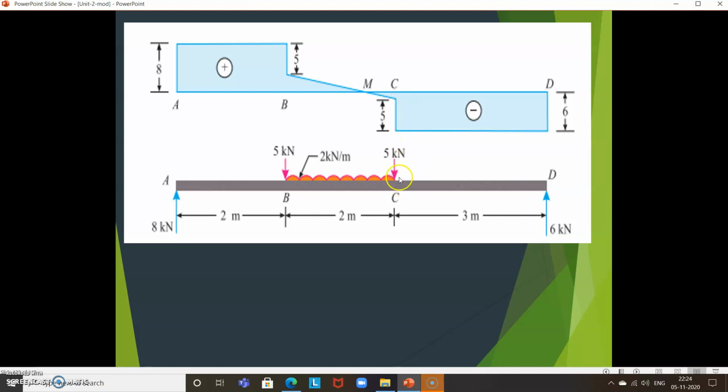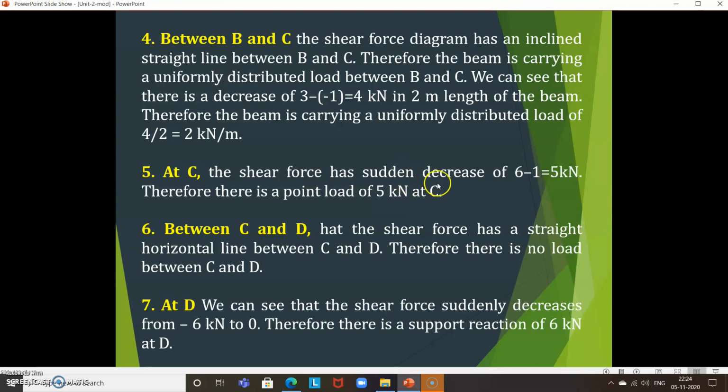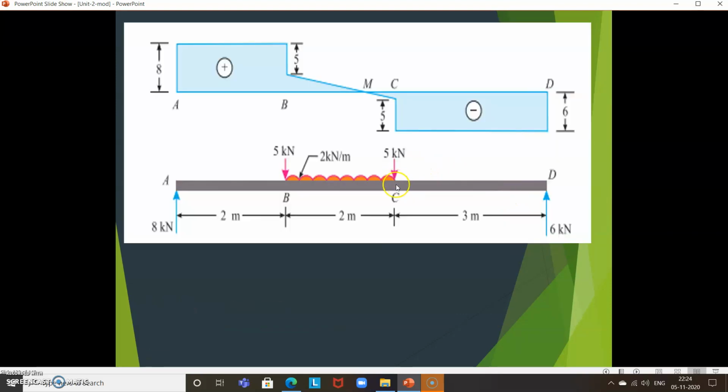so here there is a point load of 5 kilonewton. How is it 5? 6 minus 1 is equal to 5 kilonewton. Then again between C to D there is no loading, but at D this is 6 kilonewton, so right side upward is negative, so this is minus 6, so therefore you have to provide one support reaction at D. So this is the loading diagram.